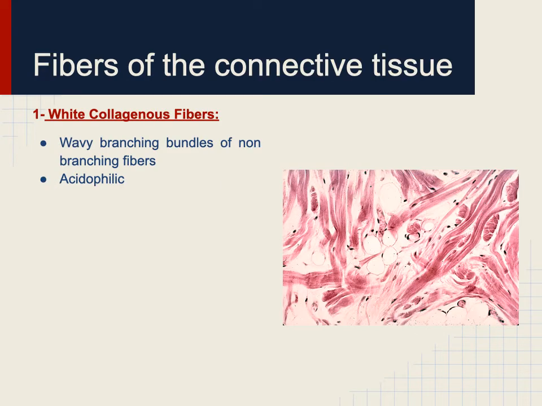The second element of the connective tissue is the connective tissue fibers. There are three types of fibers: white collagen fibers, formed of wavy branching bundles of non-branching fibers, and they are acidophilic.